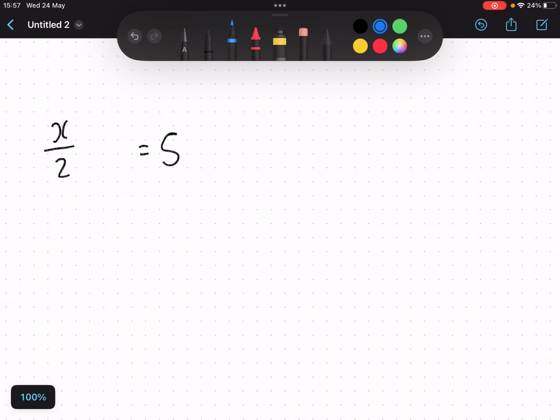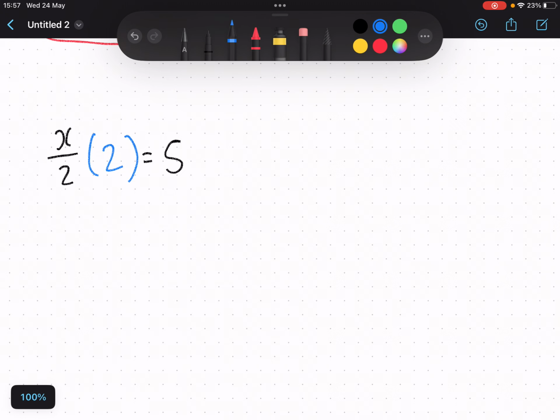Down here then, we've got x divided by 2 is equal to 5. So I need to get rid of a divided by 2. What is the opposite of dividing by 2? It is multiplying by 2. So if you multiply the left-hand side by 2, you're getting rid of the divided by 2. If you multiply the left-hand side by 2, you need to do the same thing to the right-hand side.